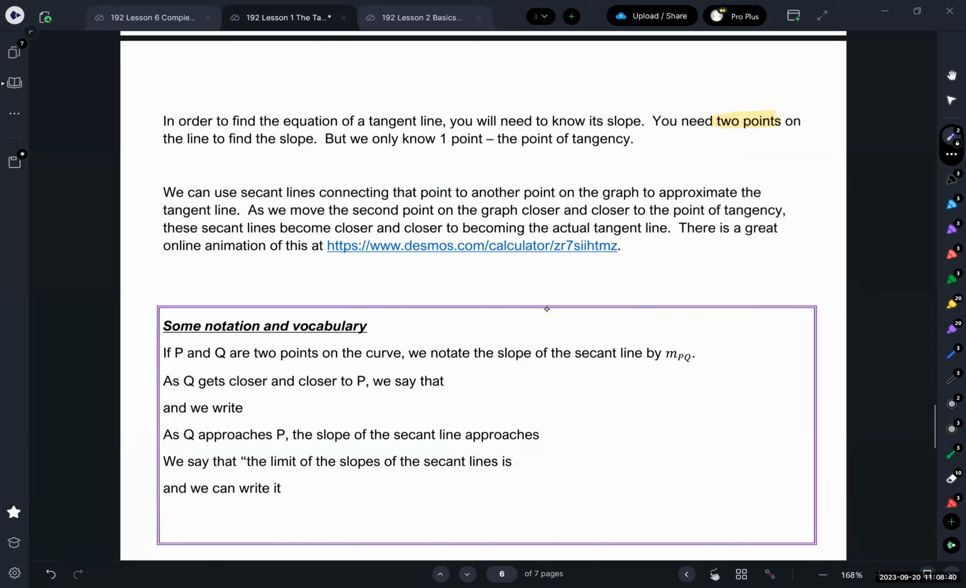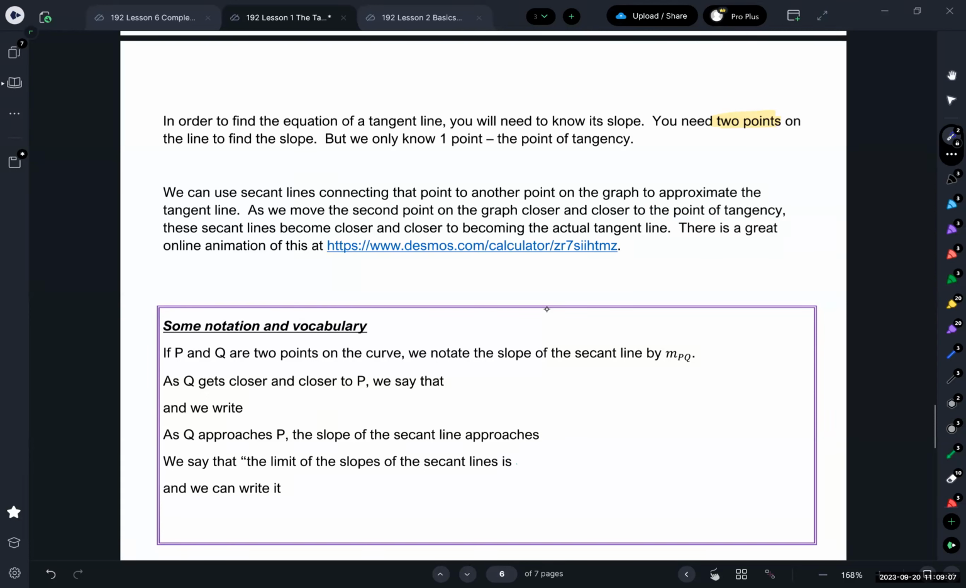So what we're going to do, similar to our velocity problem, is use secant lines. We're going to take another point on the graph and calculate the slope of the secant line through those 2 points. And then we'll move that second point closer and closer till it becomes really, really close to the point of tangency. And that becomes closer and closer to the actual tangent line.